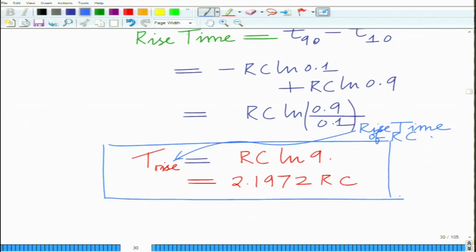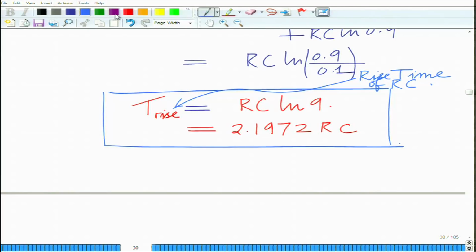This is the rise time, alright, and you can clearly see as RC is increasing, basically the time constant is increasing, basically the rise time is also increasing. Okay, so, no surprise there. You can note that as RC is increasing, rise time is also increasing.